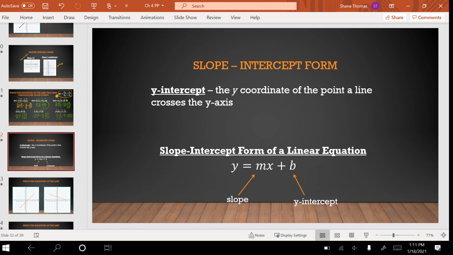Make sure you have this written down as well. Slope-intercept form, y equals mx plus b, m is your slope, b is your y-intercept. Write that down. I promise you, that's going to stay with you from now until the end of your math career. Okay? Y equals mx plus b. Right there. Gotta know it. Absolutely gotta know it.